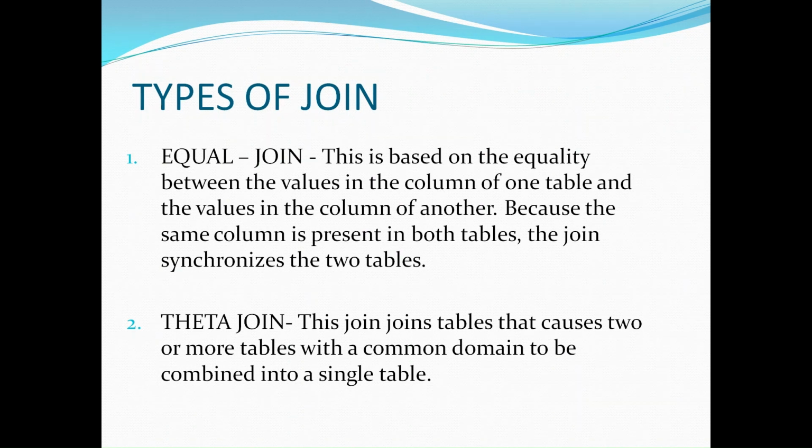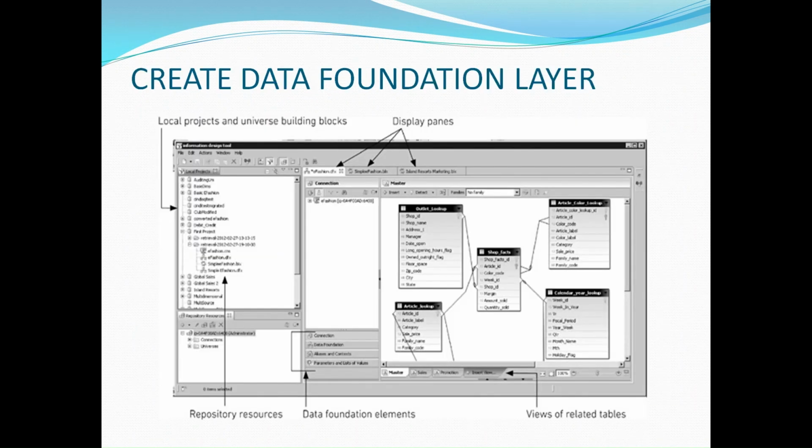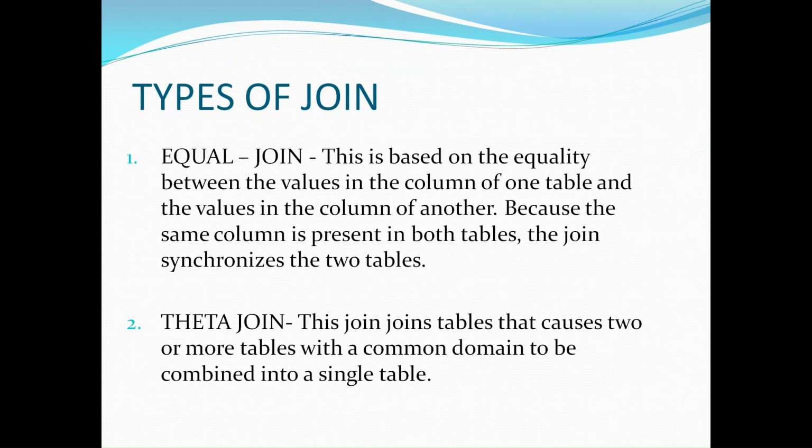So today we are going to learn the types of join. In this diagram, you can see that these tables are joined by these lines. Actually, these lines are the joins. We are going to learn how many types of joins there are and what they mean.